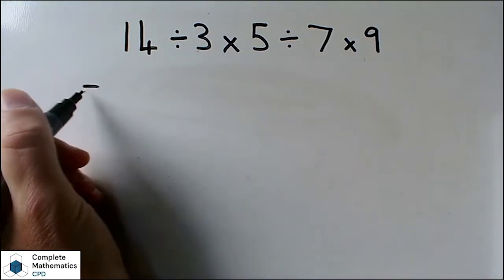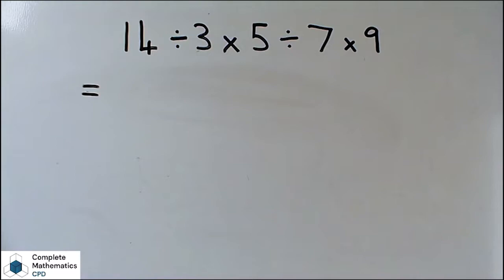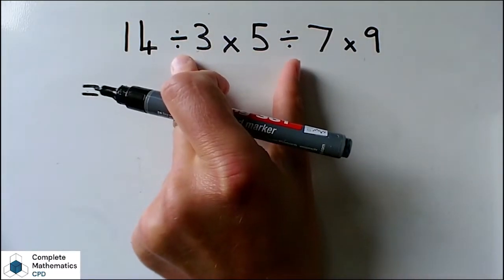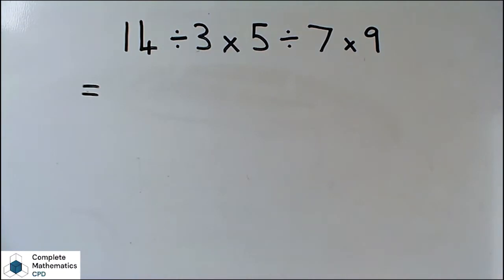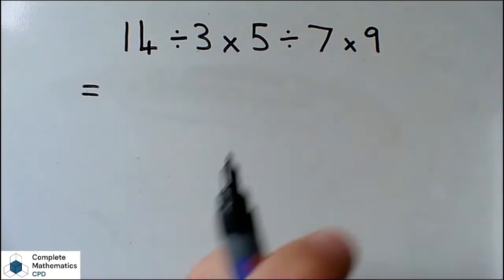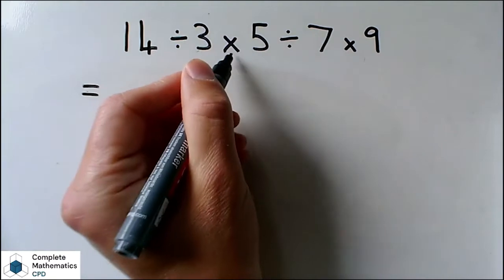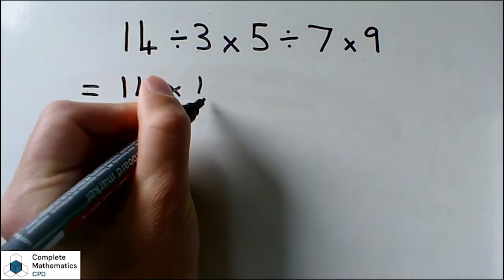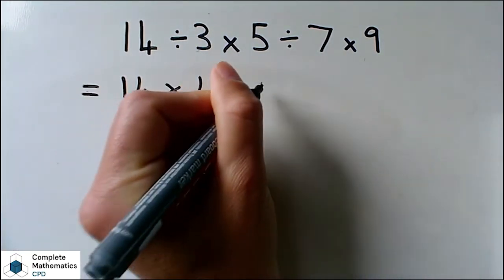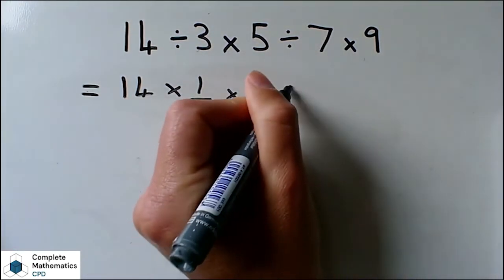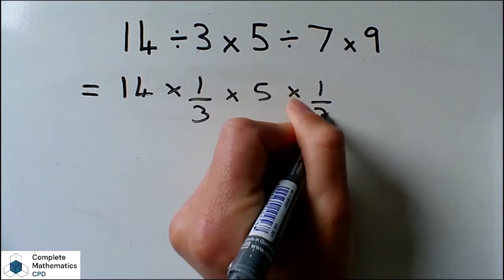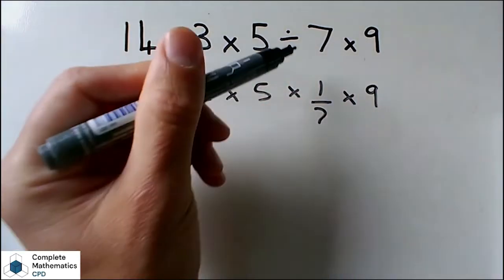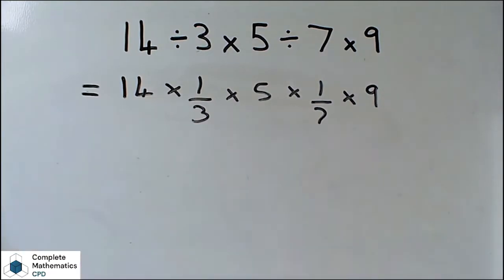So at this stage I introduce to them the idea that this division sign here is just a shorthand notation for multiplying by the reciprocal. So we can rewrite this calculation using just multiplication signs. So 14 times 1/3 times 5 times 1/7 and then times 9. So we've replaced the division signs with multiplying by the reciprocal.